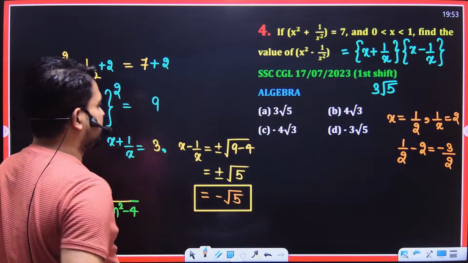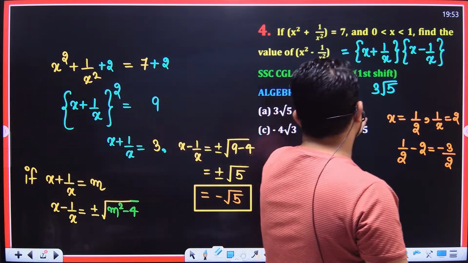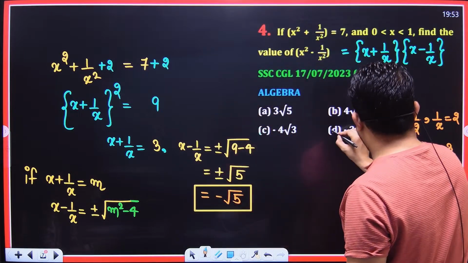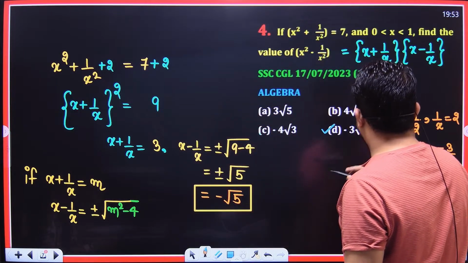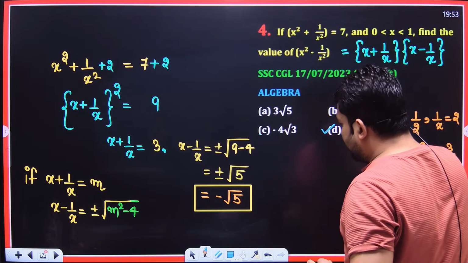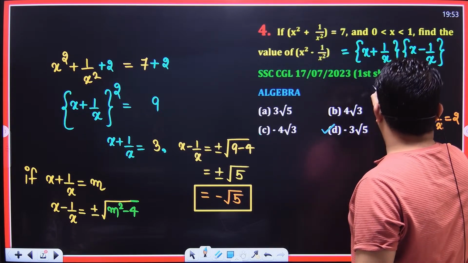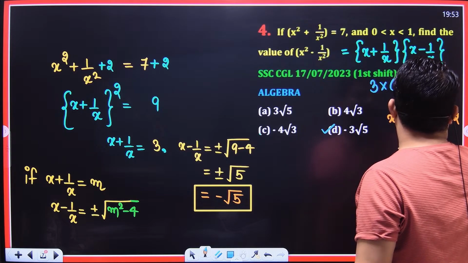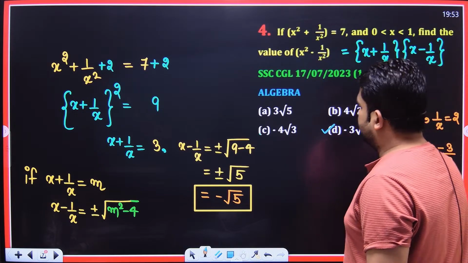When I multiply them, I have minus 3 root 5 as my answer. So this was the conceptual question asked by SSC. X plus 1 upon x is 3 and x minus 1 upon x is minus root 5. Next.